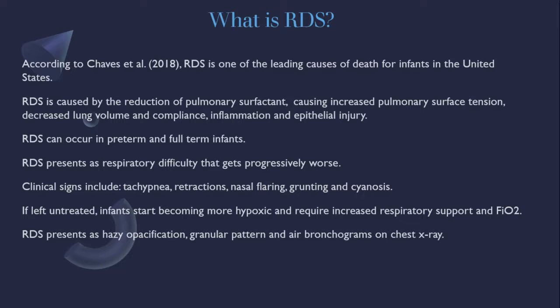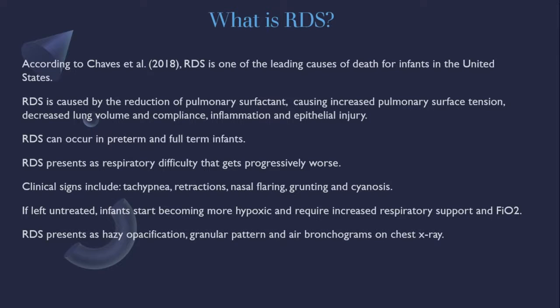So we'll talk a little bit about RDS. RDS is one of the leading causes of death for infants in the United States. Pretty much all premature babies have some degree of RDS. RDS is caused by the reduction of pulmonary surfactant, and this causes increased pulmonary surface tension. Your lung volumes and compliance will be decreased. Inflammation and epithelial cell injury will also be exhibited.